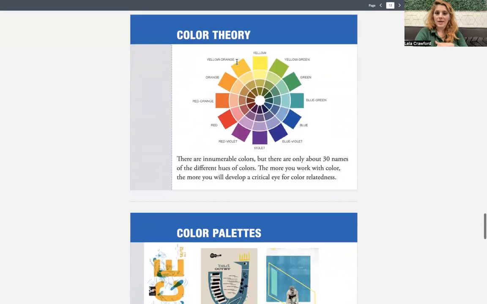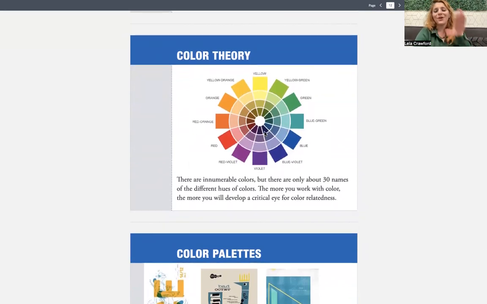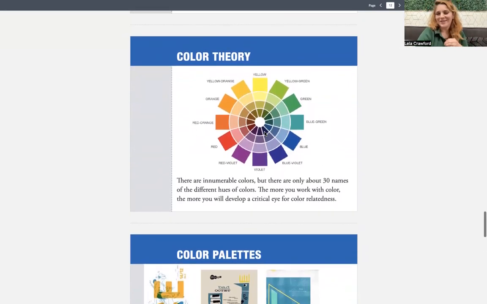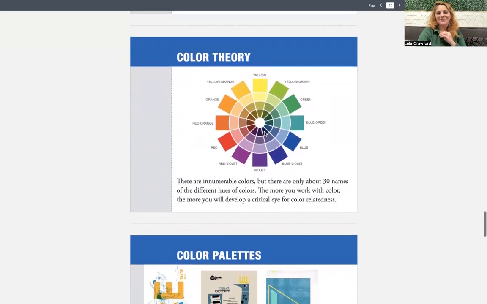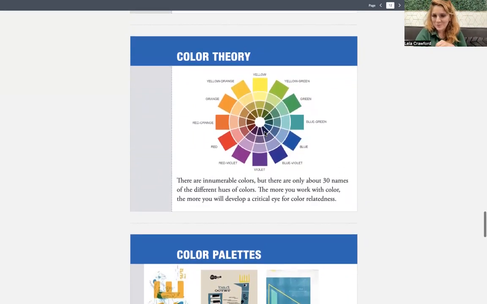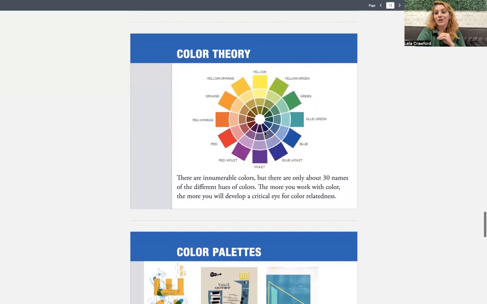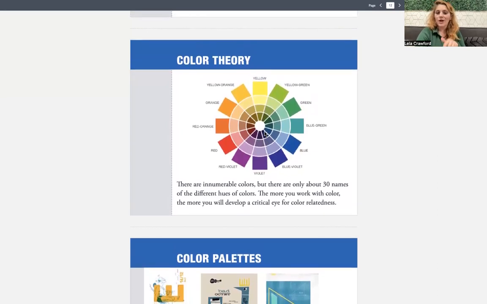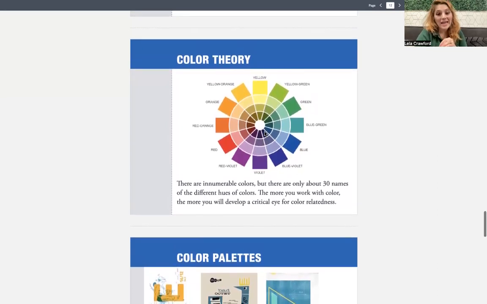This is our color chart for our color theory study here. There are innumerable colors, but only about 30 names for the different hues of colors. The more you work with color, the more you will develop a critical eye for color relatedness. The more you design and lay out color variations, the more you will become familiar with different variations of a certain green.